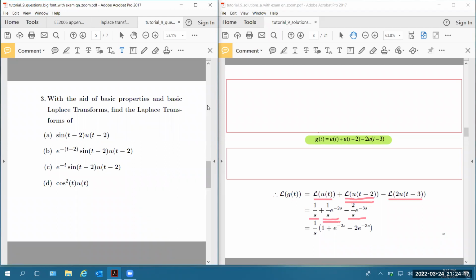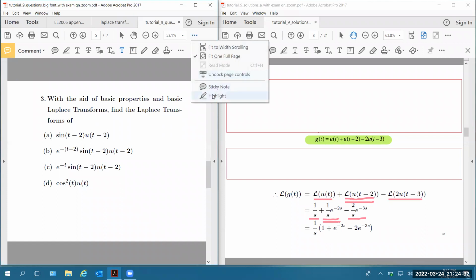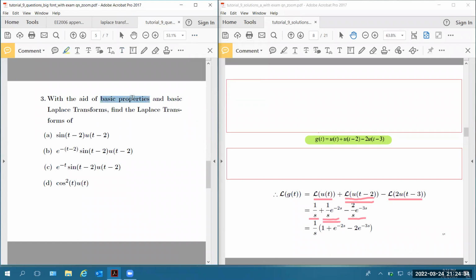Okay, let's look at question 3. So question 3 is we want to find the Laplace transform, but this time it's not from definition. This time it is from basic properties. Basic properties meaning all those things that you can find in the Laplace table: time shift, frequency shift, and basic Laplace transforms.